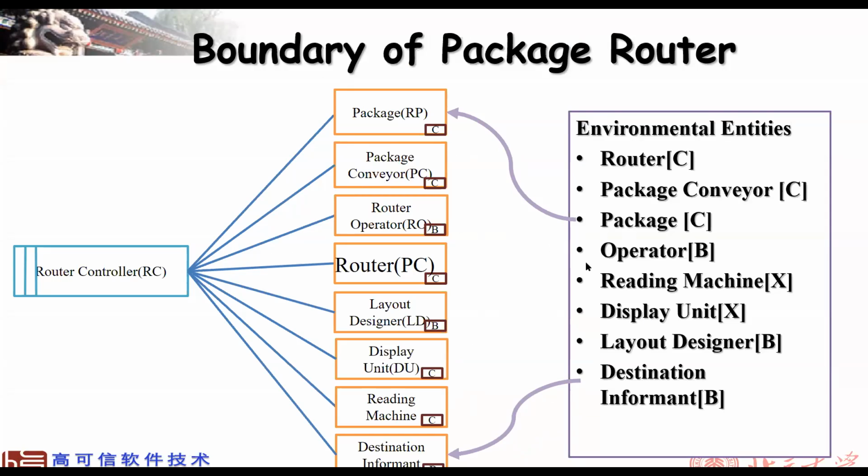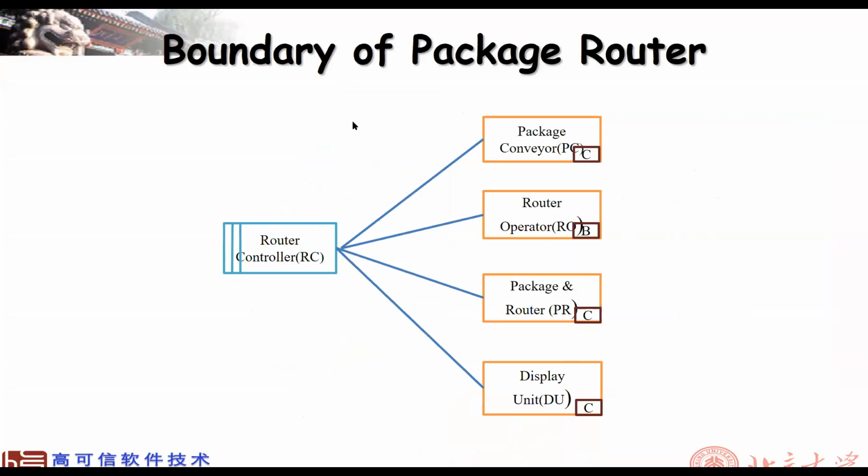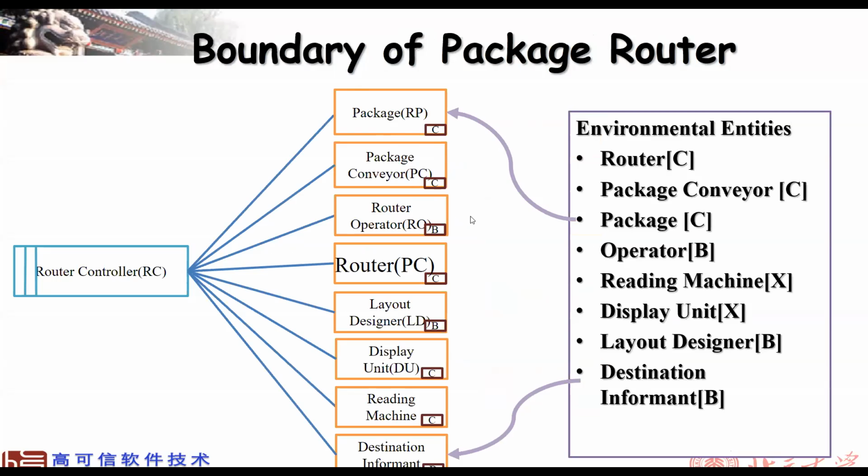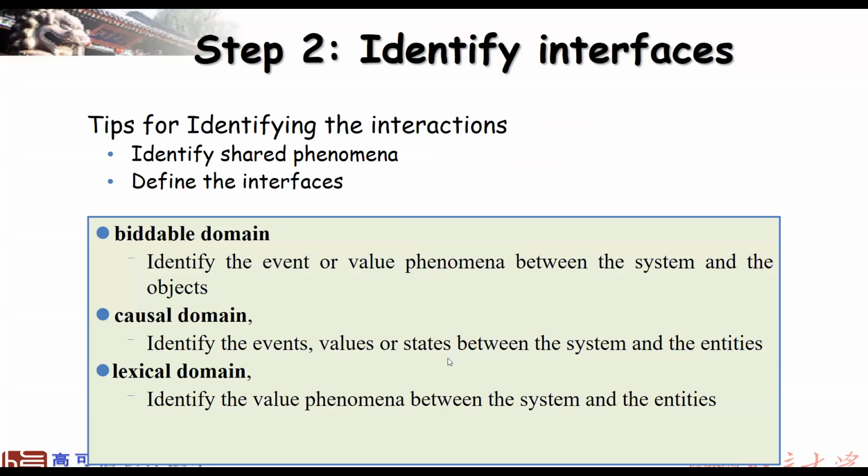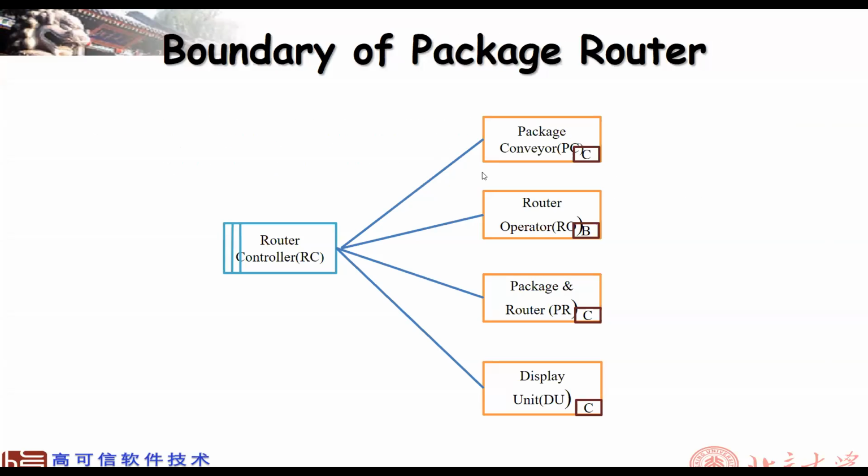But for your modeling, you may find there's no need to have so many environment entities here. So we may merge some of them. For example, we may merge the package and the router together. We can choose some of the environment entities: package conveyor, router, operator, display unit. These are the candidates, and this is the analyzer-confirmed domains.